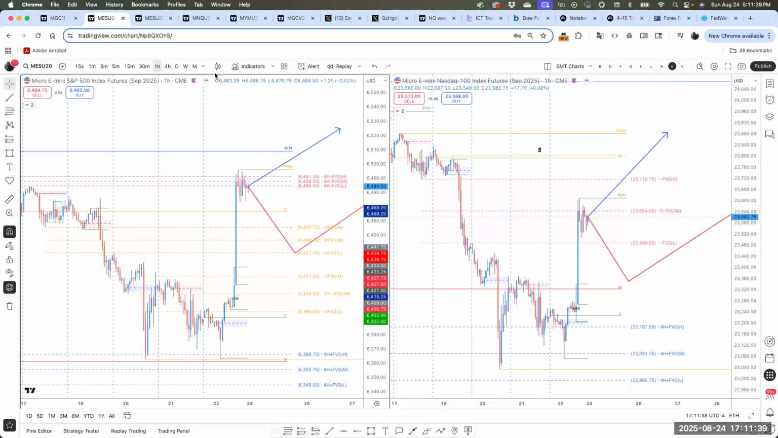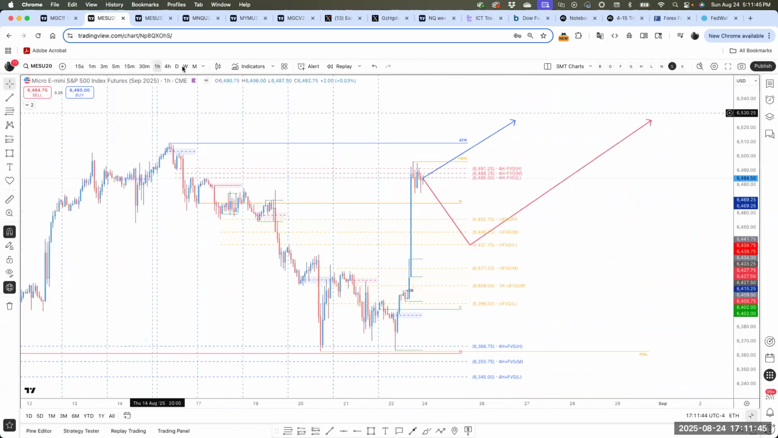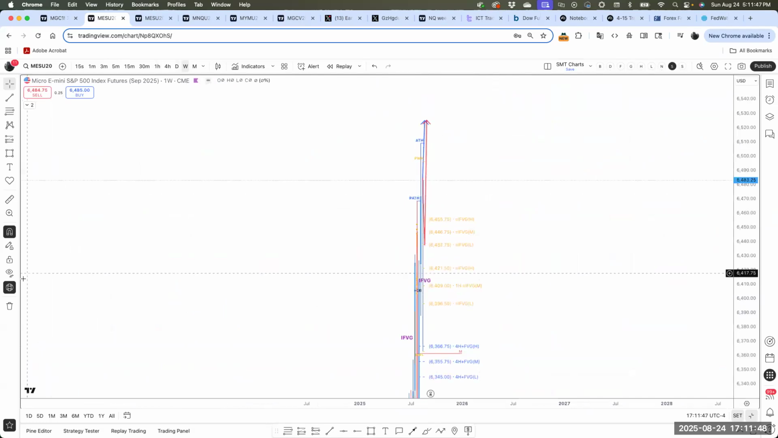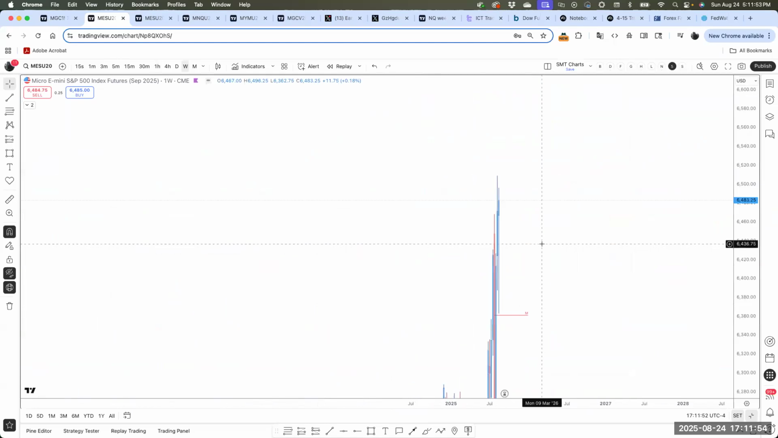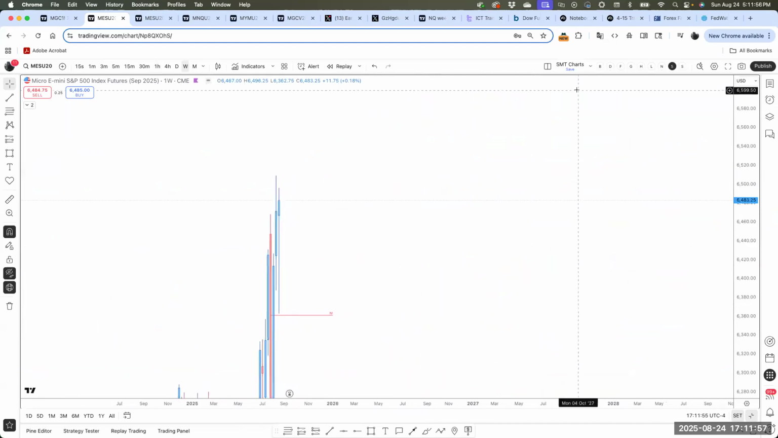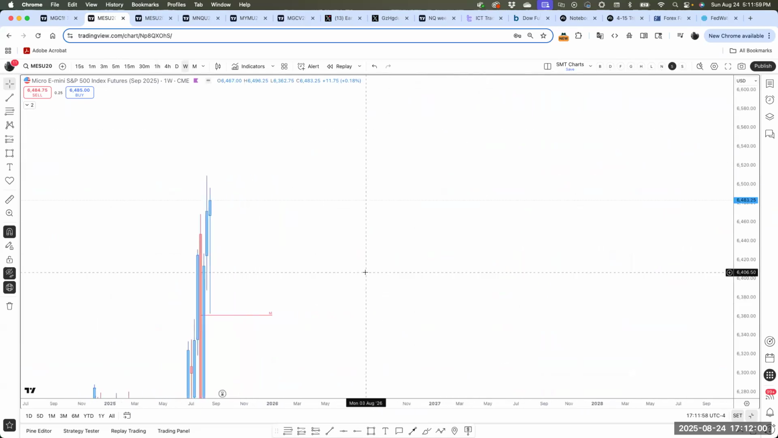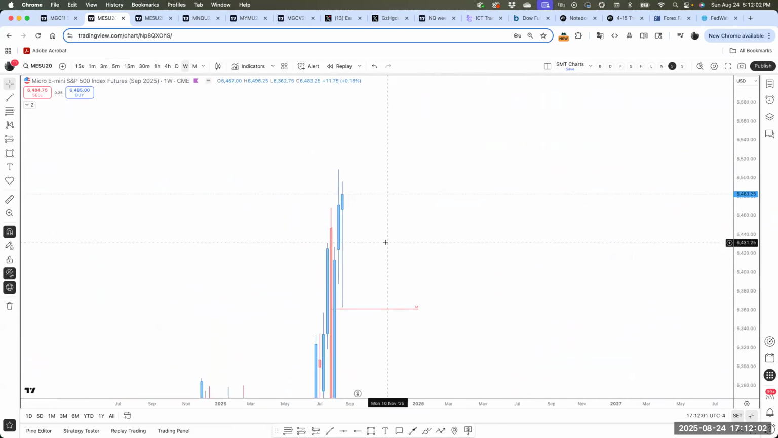So on ES, we'll look at ES, we can start from the daily. And I'm going to just hide the drawings because you can see kind of what's going on. On the daily, last week we opened up and kind of sold off. Then once we sold off, we pushed all the way back up and almost took out the previous week high, but we held right up under it.